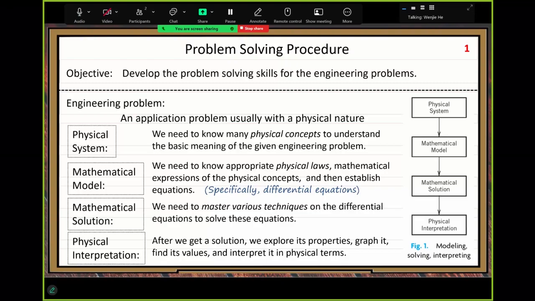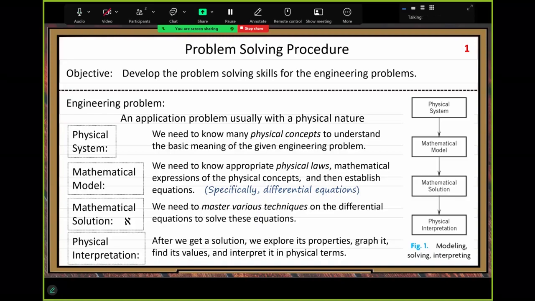So after this general description, let's work on our first concrete physics problem. Here I want to say, for this class, the step regarding the techniques is our main focus.